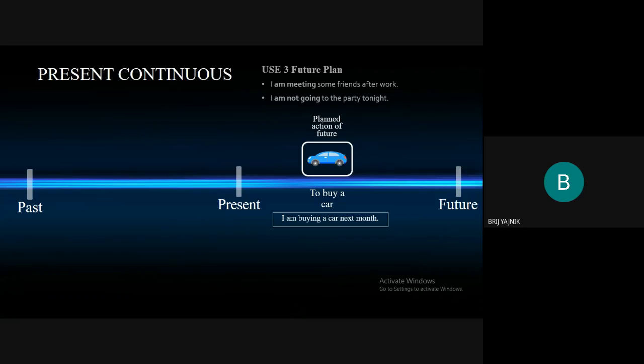Let me show you some more examples. For example, look at the top. I'm meeting some friends after work today, or today in the evening. Okay, that's fine. So present continuous tense does not always mean continuous in present. I'm not going to the party tonight. Okay, that's my plan. No, I'm not going. That's my plan.